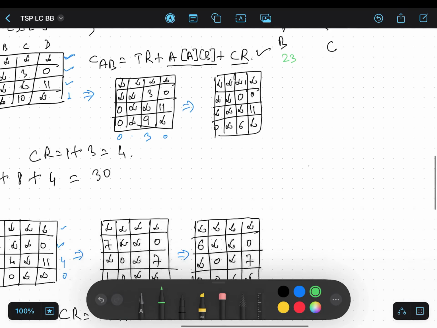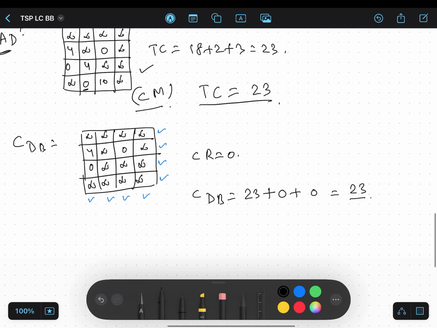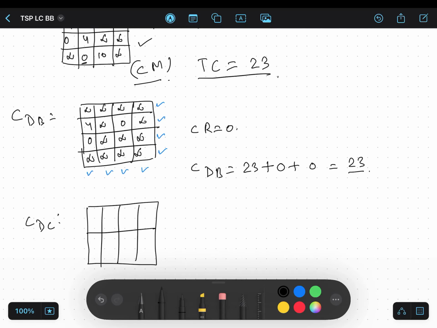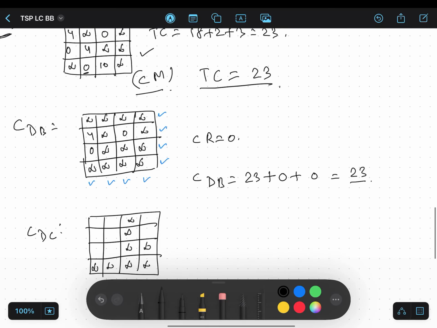Now let's calculate DC. So DC. Again, we need to make row D infinity and column C infinity and index CD infinity, and the rest of the values are going to come from our current matrix.